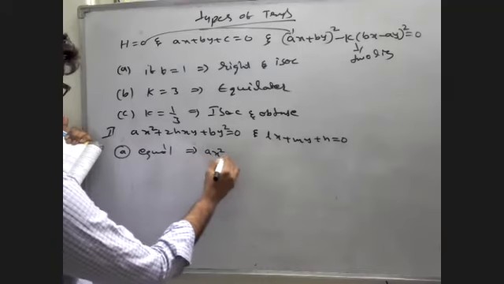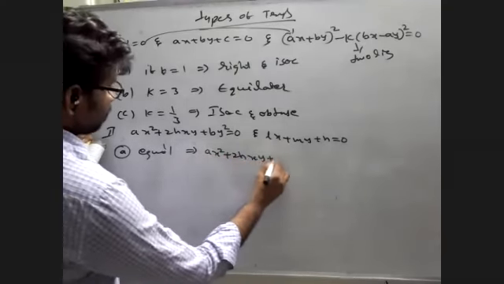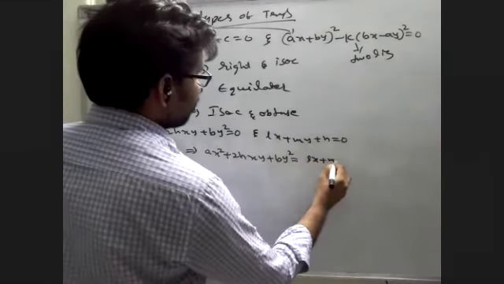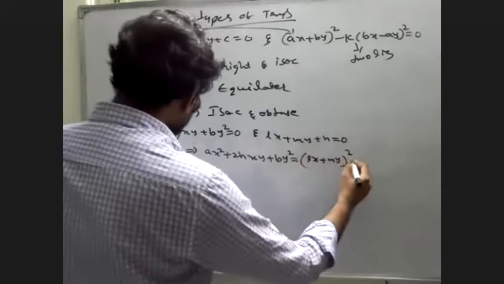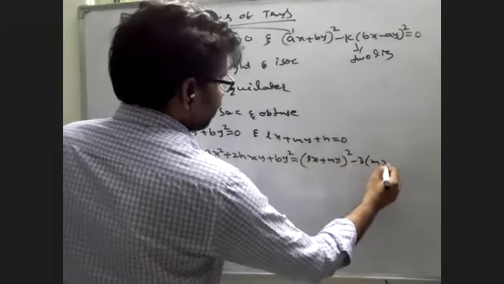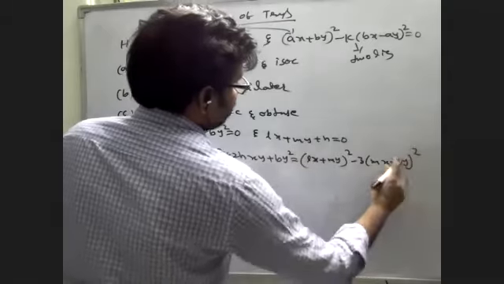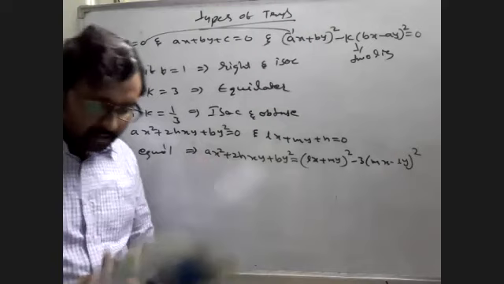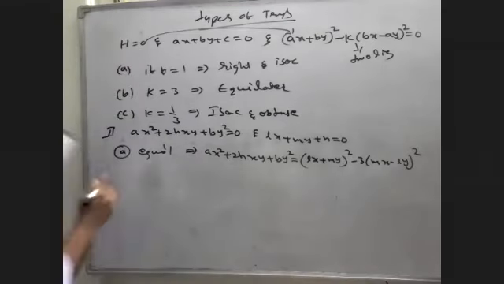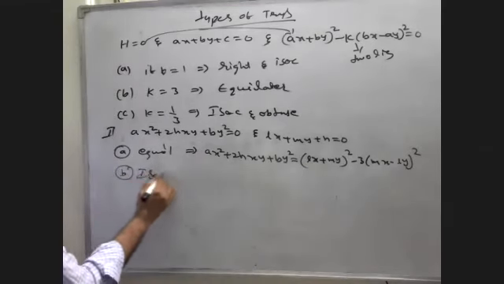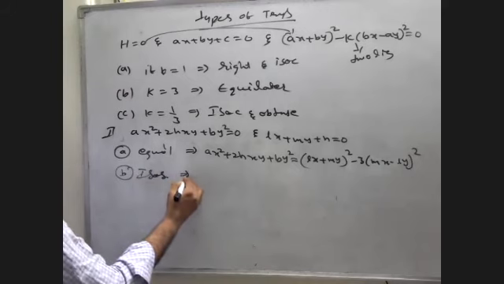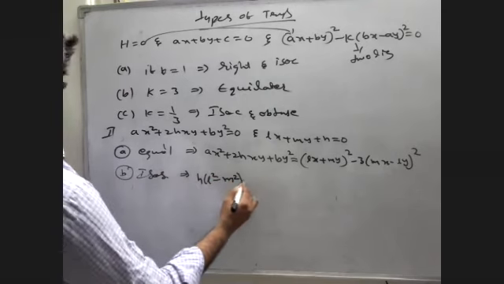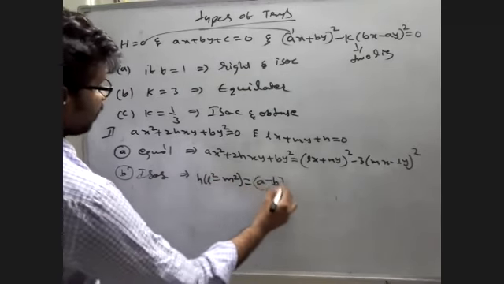Ax square plus 2hxy plus by square equal to Lx plus my whole square minus 3 into mx minus ly whole square. This also we have in IP. And the next one, what? Isosceles. For an isosceles triangle, the condition is: h into L square minus M square is equal to A minus B into LM.